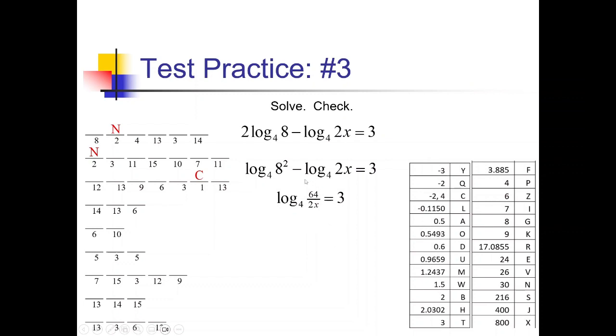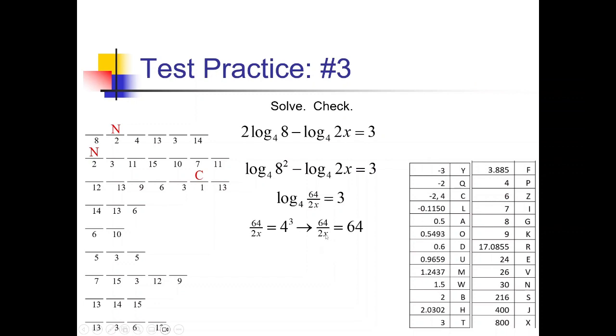And now since I've got it down to just one log, let me raise 4 to both sides, the base. So that cancels out the log on the left. I've got 64 over 2x there. And then on the right I have 4 to the third. Now that's really 64 over there.